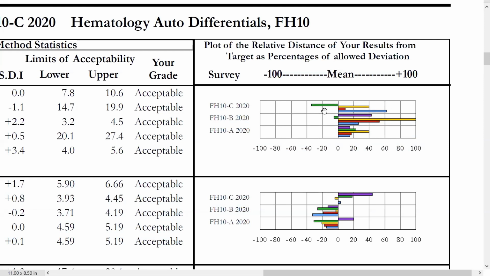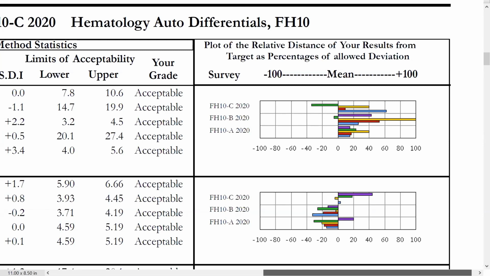What this allows you to do, just by looking at this figure, is know that overall for the last year we have been passing, but we've been on the high side of passing. That's why all the bar graphs are sort of leaning to that side.